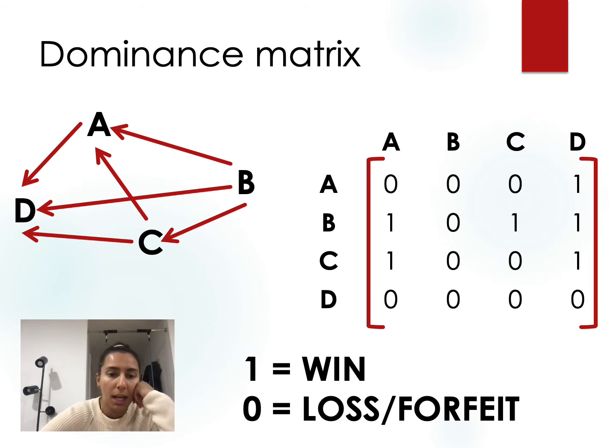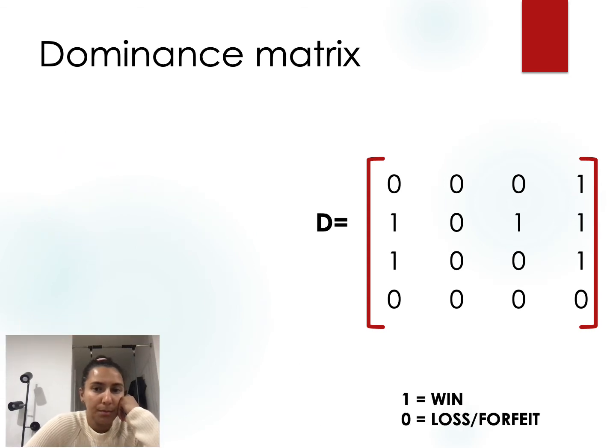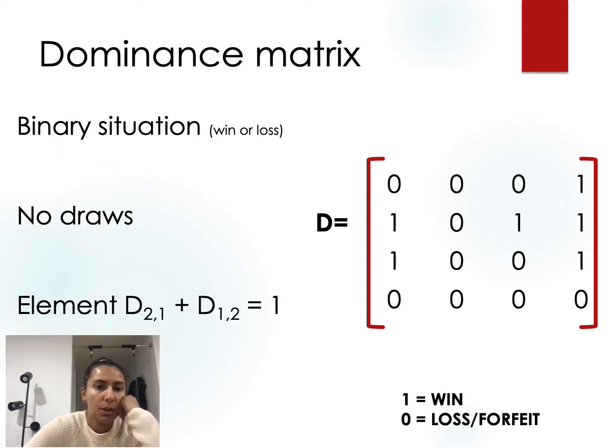So a 1 is a win and a 0 is a loss. So you should only have 0s and 1s in your dominance matrix. We can't differentiate for draws. So what this means is we call this a binary situation. So you either win or you lose. We're not including draws in this.